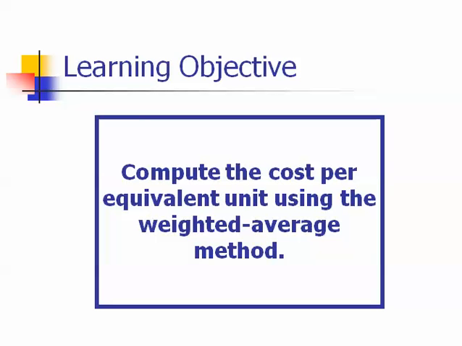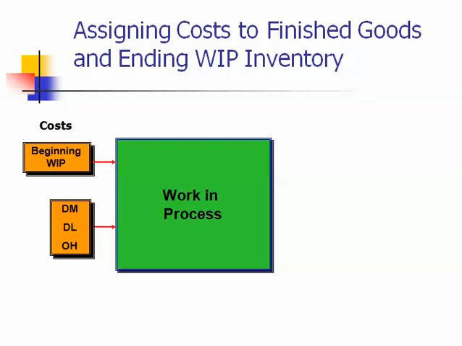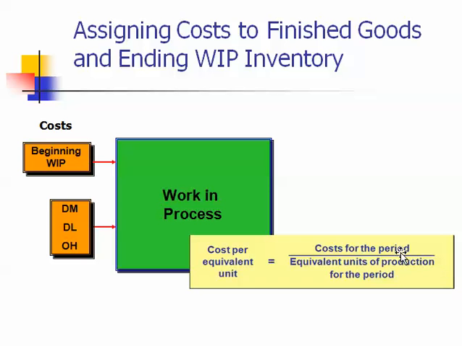Our next learning objective is to compute the cost per equivalent unit using the weighted average method. Our cost per equivalent unit will simply be our total cost for the period divided by the equivalent units of production for the period. The first step then is to accumulate our cost, and our cost can consist of beginning work in process, direct materials, direct labor, and manufacturing overhead. Once we've accumulated our cost for the period, we'll simply divide it by the equivalent units of production for the period, and that will give us our cost per equivalent unit.